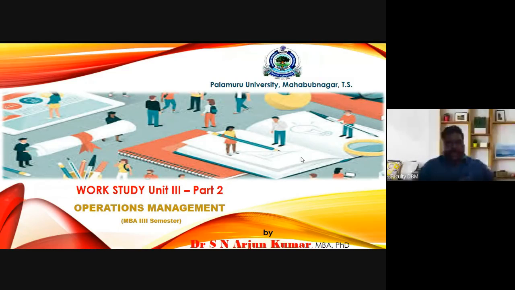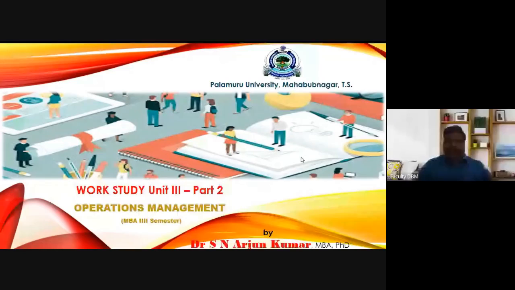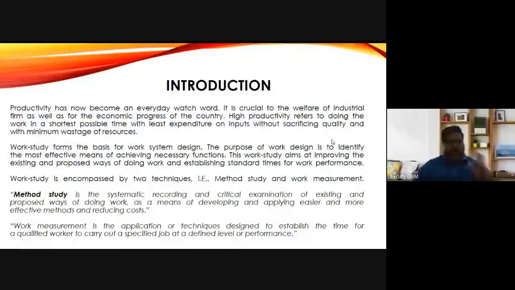So this is the third unit. Okay. Thank you. So we are going to start today. There is operation management. The introduction is productivity, more on productivity. It has become an everyday watchword, because if you have productivity, then only are we going to get the profits. It is crucial to the welfare of the industrial firm as well as the economic progress of the country. High productivity refers to doing the work in the shortest possible time with the least expenditure on inputs.